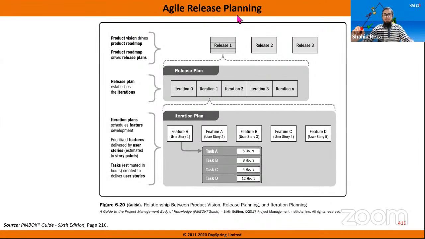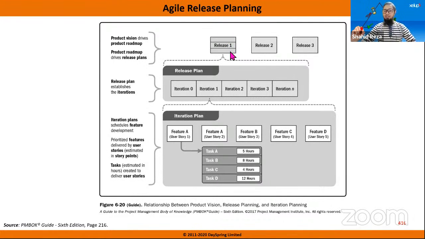So see, Agile release planning. What we do is divide the product. So we have to make a product. We divide the final product release into, say, for a product we have thought that we will have 3 releases.